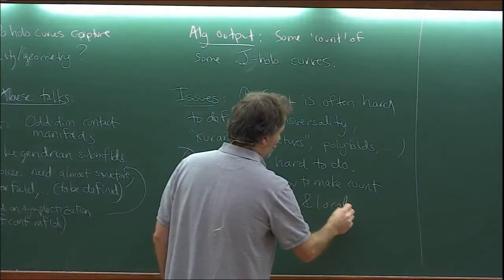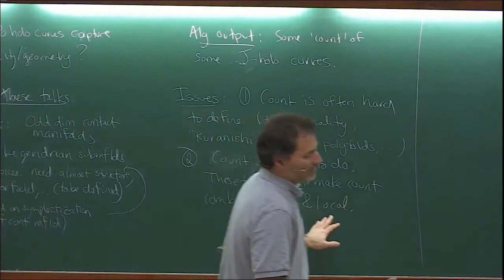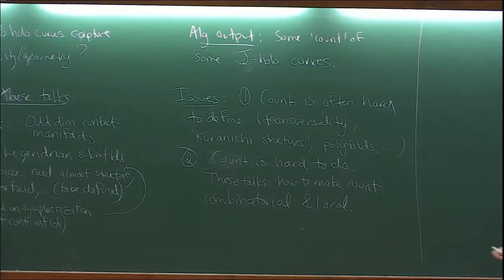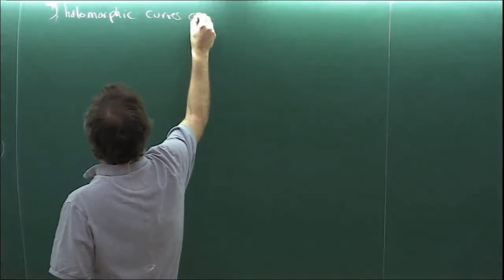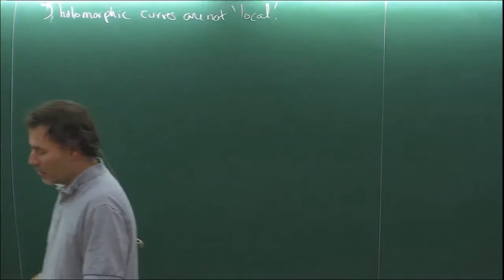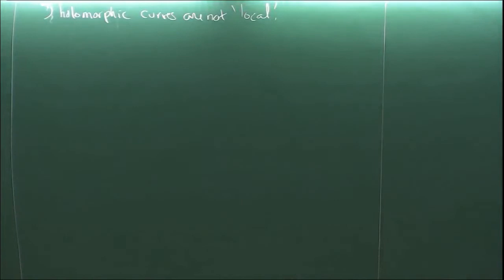That could be kind of surprising because holomorphic curves are not local. So what do I mean by that? Just suppose you have a real analytic function, and you know the function perfectly at a point, including all its derivatives. Just one point, you know the whole function everywhere.